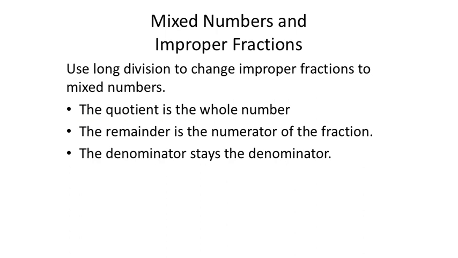Because that's what the fraction line is. We're going to use long division. When we get the quotient from the long division, that will be the whole number. The remainder ends up being the numerator, and the denominator just stays the denominator. So if you have any fraction, an improper fraction, if you're changing it to a mixed number, the denominator will stay the same.